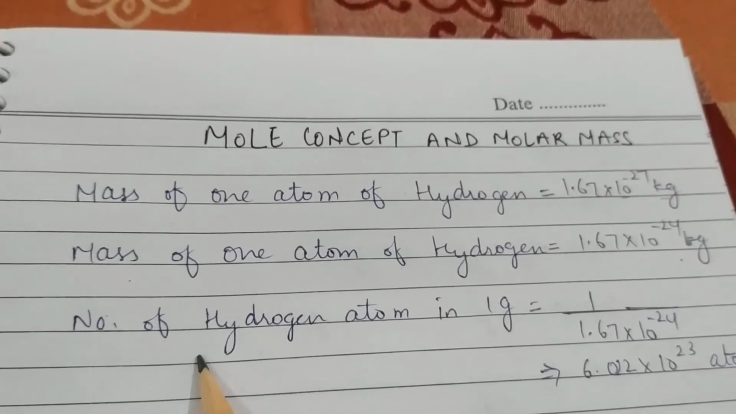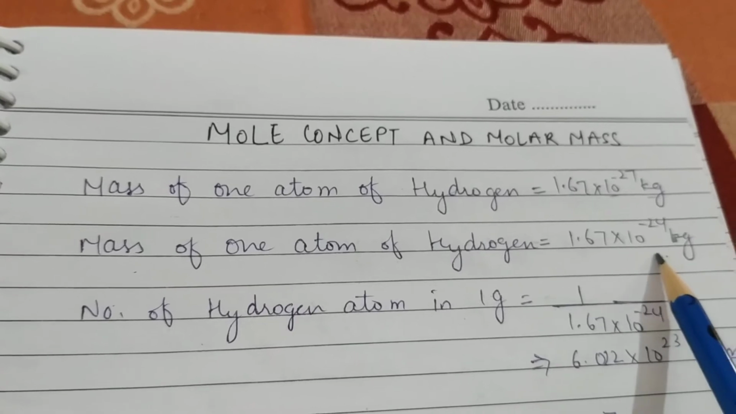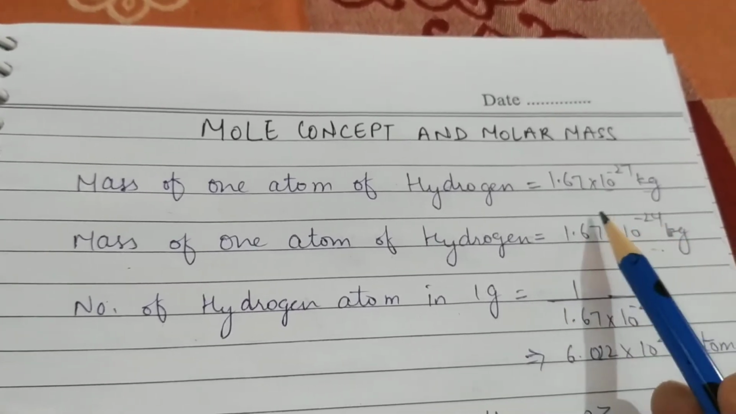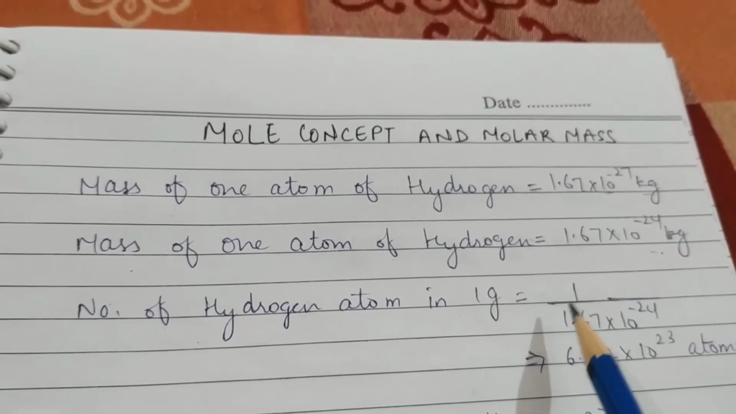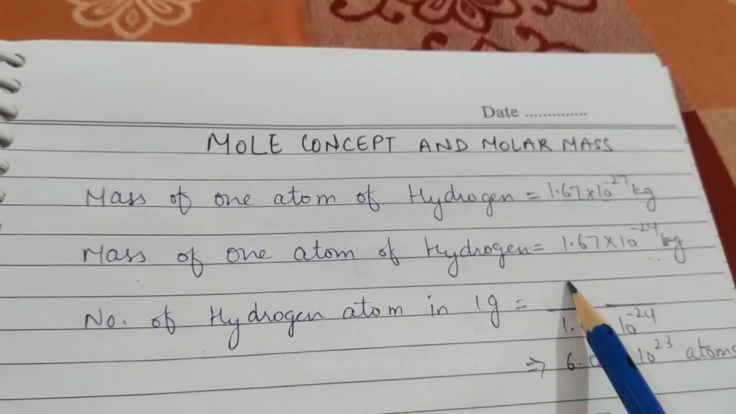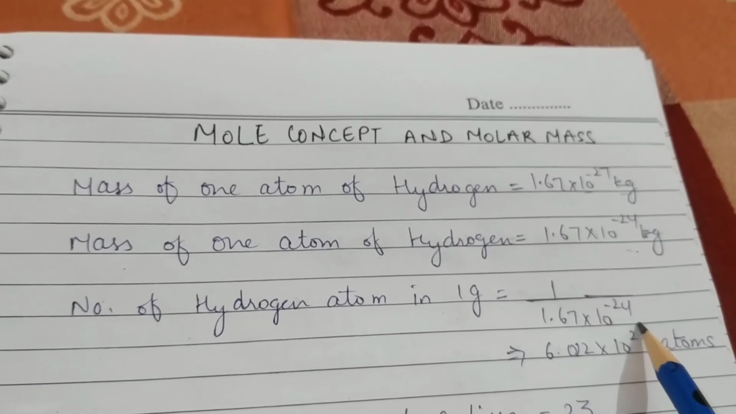So number of hydrogen atoms in 1 gram. If we have to find out number of hydrogen atoms in 1 gram, right? अगर 1 gram की वैल्यू अगर हमें फाइंड करनी है तो हाउ वी कैन कैलकुलेट इट? बाय यूनिटरी मेथड, 1 divided by 1.67 into 10 raised to power minus 24 gram, right?